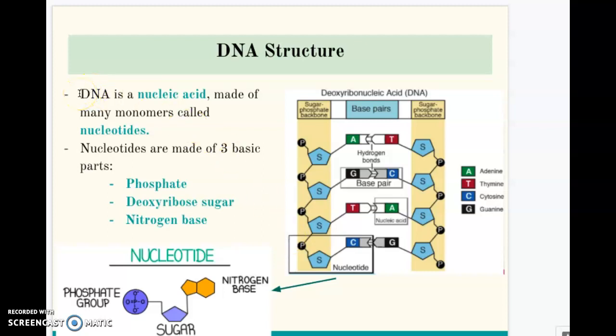So DNA is a nucleic acid made of many monomers called nucleotides. So in this box here we have a diagram of a nucleotide, and it's made of a phosphate, which is this P, a deoxyribose sugar, and a nitrogen base, which is here in the center. And then zoomed in, you can see them a little bit better here. There's 4 different nitrogen bases: adenine, thymine, cytosine, and guanine. So these are arranged in a different order, depending on the organism and the organism's characteristics.